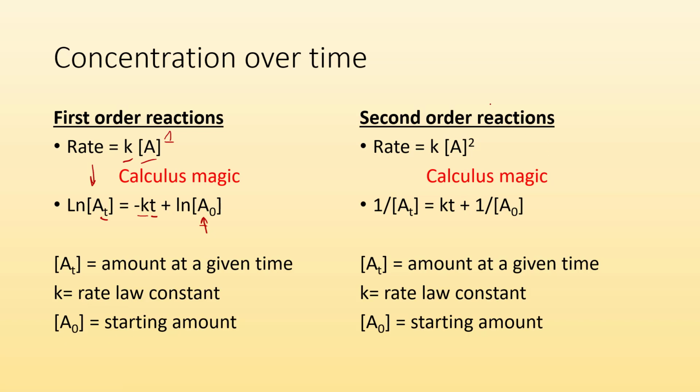So for second order reactions, we start with rate equals k times A to the second power because it's second order. And we get some calculus magic going on, and we get a new equation that looks like this: 1 over A_t, which is the amount at a given time, equals kt, k being the rate law constant, t being time, plus 1 over the starting concentration.